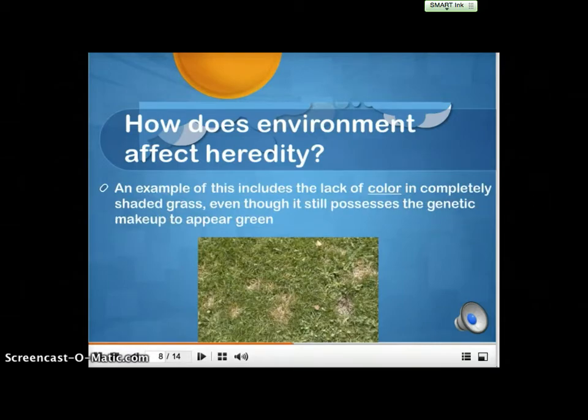How does environment affect heredity? An example of this includes the lack of color in completely shaded grass, even though it still possesses the genetic makeup to appear green. So you'll see those patches of kind of light-colored grass that are actually changed because of the environment, even though the genetic makeup in the grass is the same.